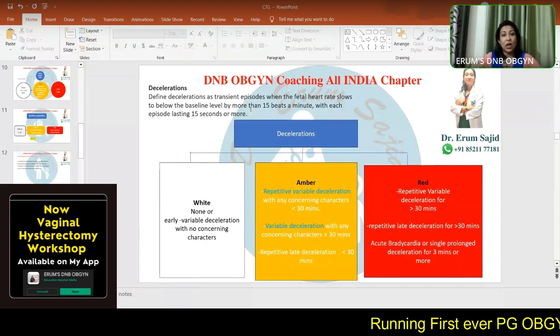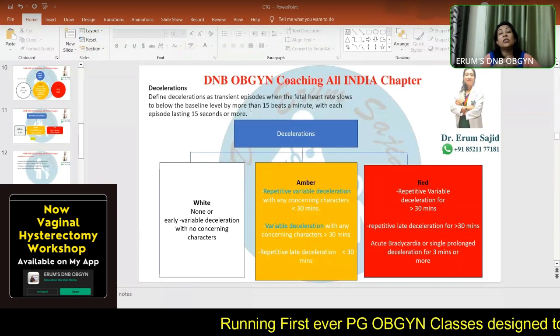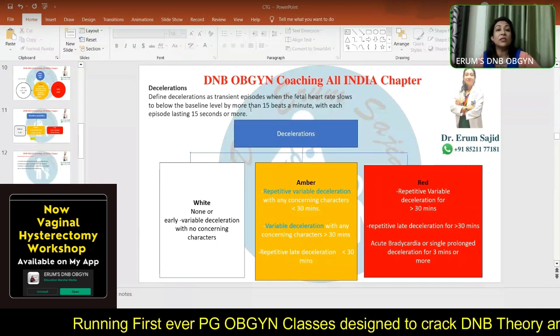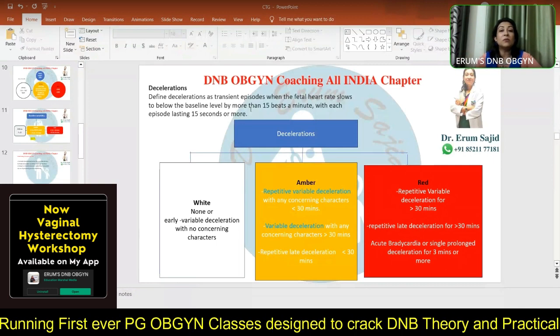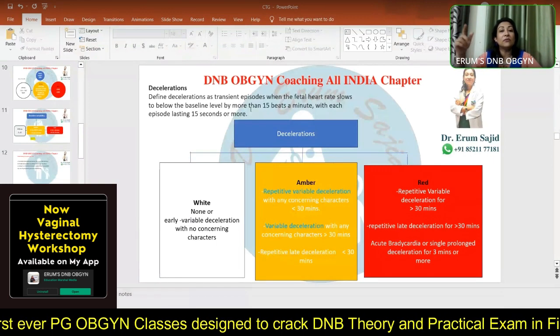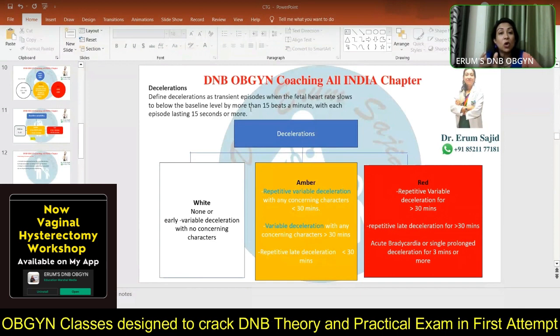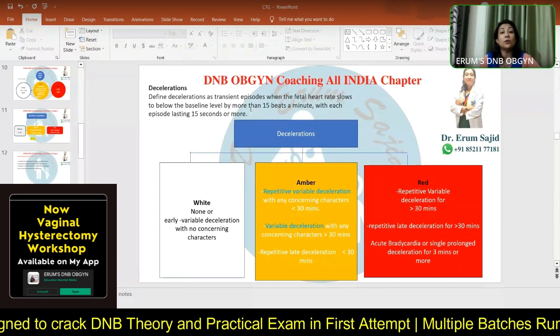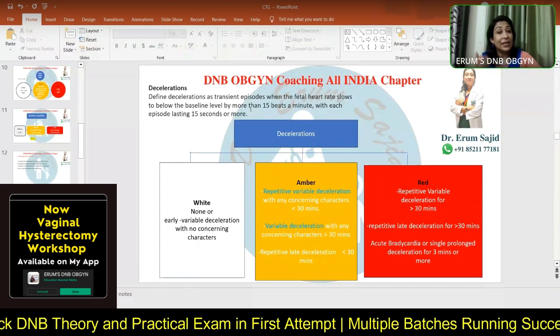It has to go down and come back, and this should take at least 15 seconds. Beat to beat variability can also be like that: 130, 136, 136, 136, it goes to 120 and comes back to 128, 126, 136 and so on. So how long has it gone down? If it's gone for 2 seconds or even 10 seconds, it's not counted. 15 seconds or more, that's taken seriously.